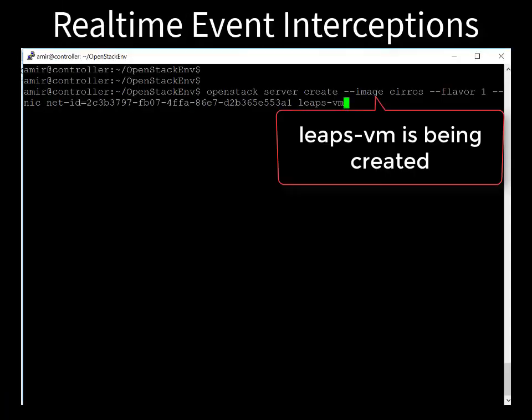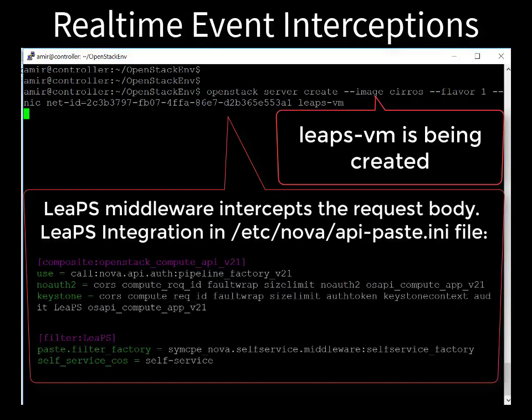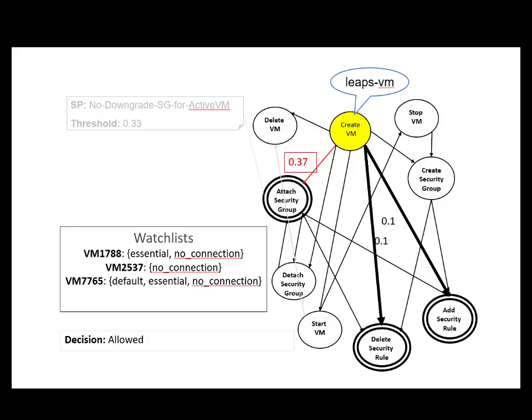Here, the first intercepted operation is creating LeaPS VM. LeaPS middleware intercepts the request and inspects the request body. Here we're showing the integration of LeaPS middleware in OpenStack Nova service. We can see the definition of the filter and its insertion in Nova pipeline. Therefore, every request made to Nova must pass through our middleware LeaPS first.